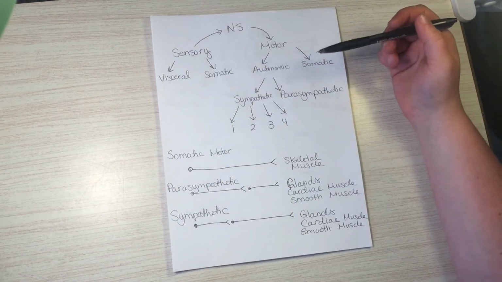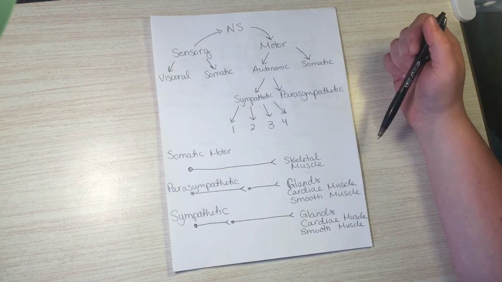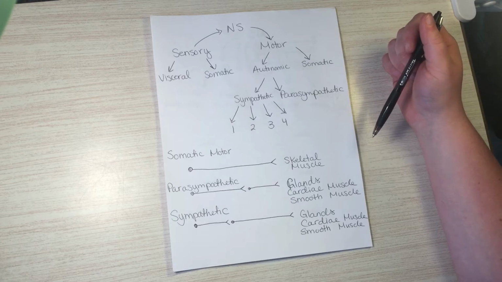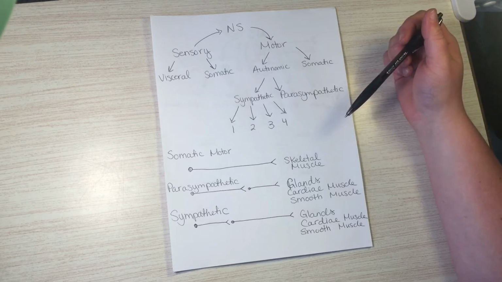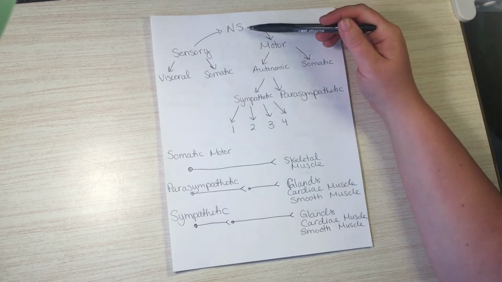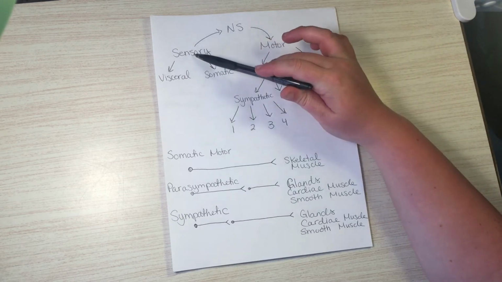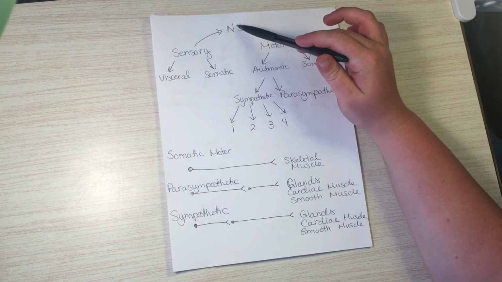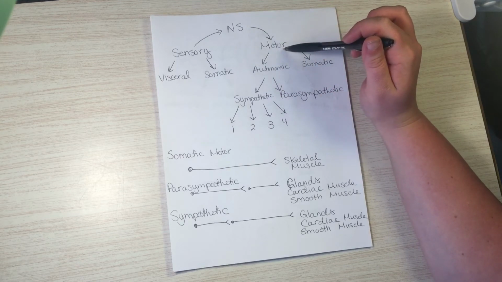Before we begin talking about the 4 pathways of the sympathetic nervous system, I would like to review a little bit of information. It's important to review this information because we're going to be building on it throughout this video. First off, let's talk about how the nervous system always has sensory information coming in and motor information coming out.